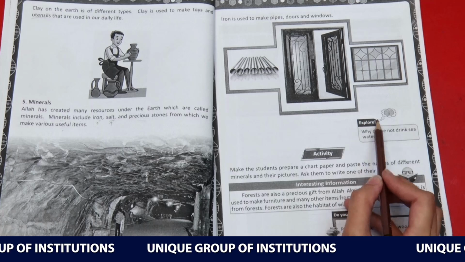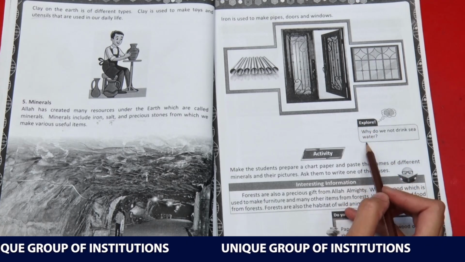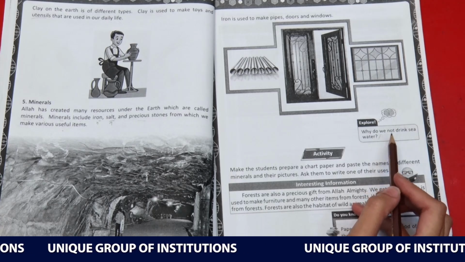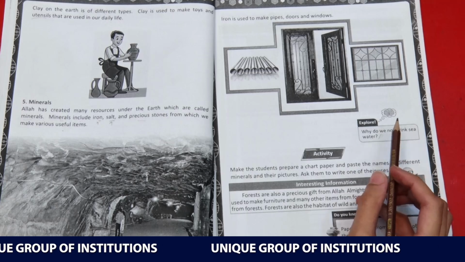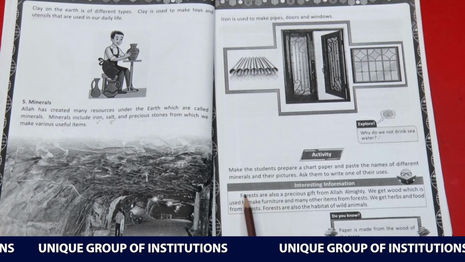Now here we would like to explore why we do not drink seawater. Because seawater contains salt and it is too salty for human beings. It is not possible for us to drink it. Now here we will discuss some interesting information.